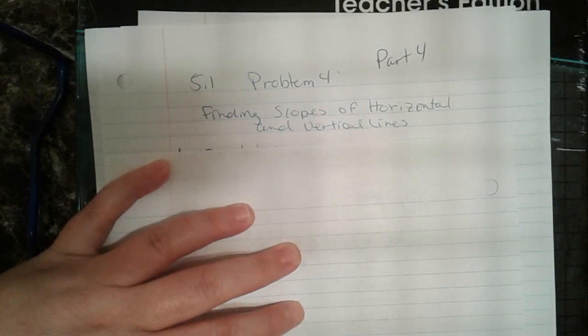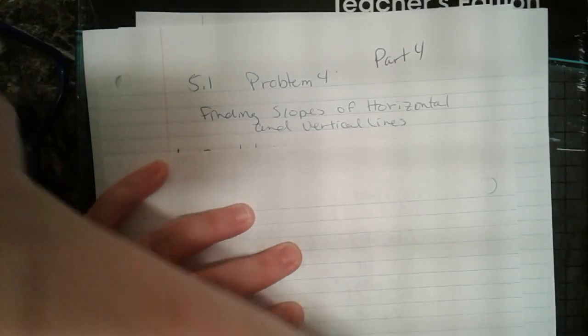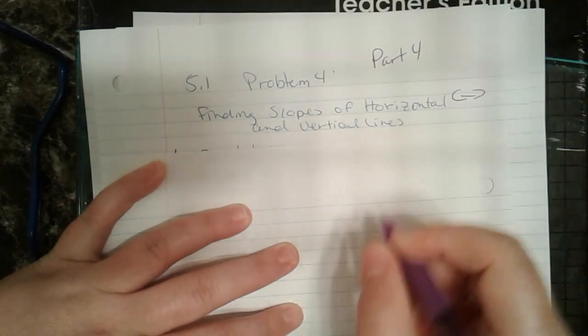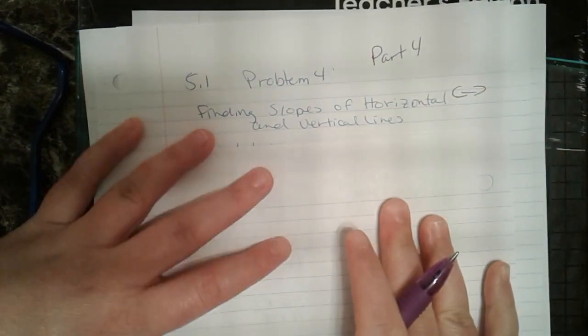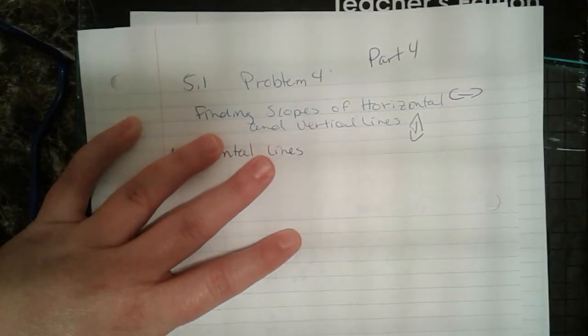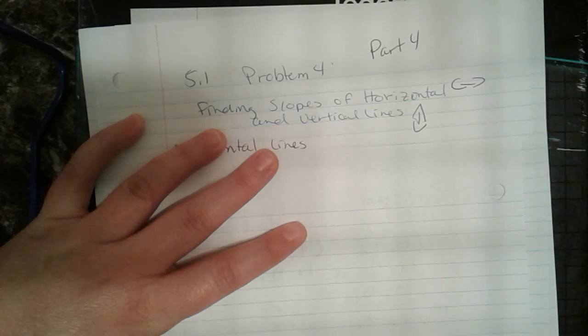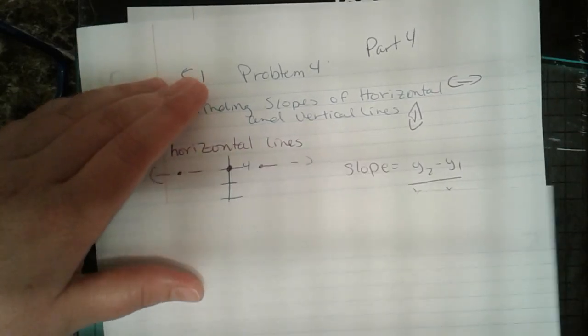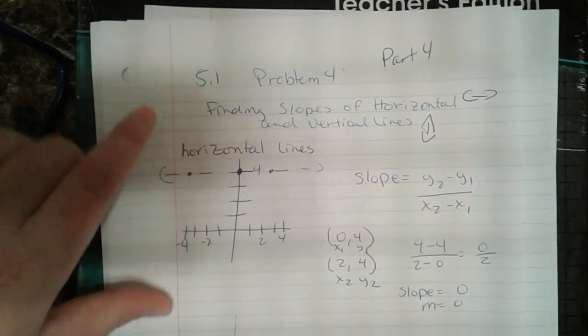Remember that horizontal is going left to right. It is the horizon. So horizontal means I'm going left to right. And vertical is when you're standing straight up tall. So vertical is standing straight up tall. Okay, it's going top to bottom. So the first thing we're going to do is find the slope of a horizontal line.